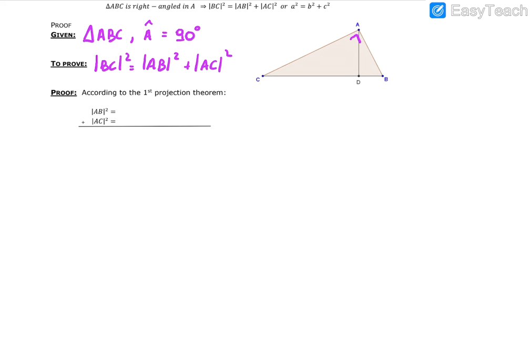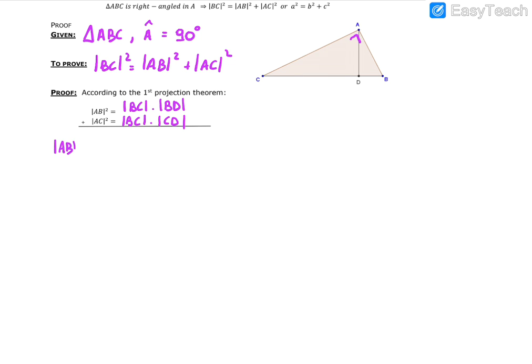So the right-angled side squared, AB squared, is equal to the product of the hypotenuse and its projection on the hypotenuse. So for AB, this would be BD. Same thing is true for AC. So the product of the hypotenuse and its projection on the hypotenuse, CD. If I would add both sides of these two equations, you're going to get this.